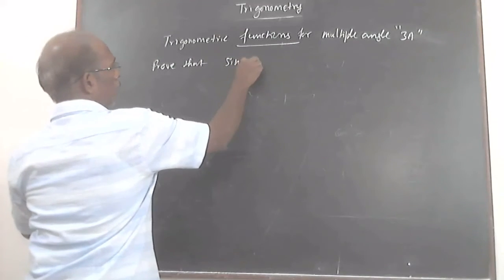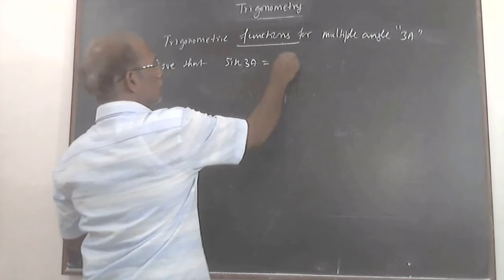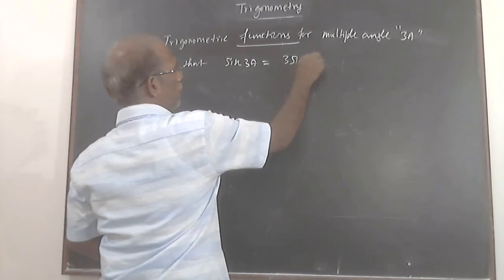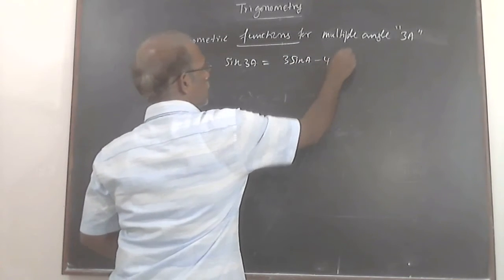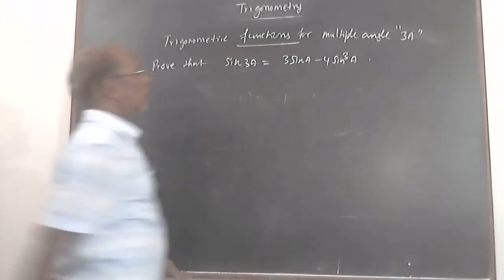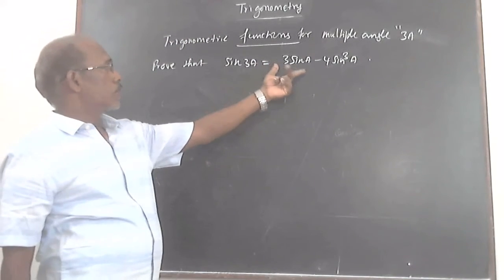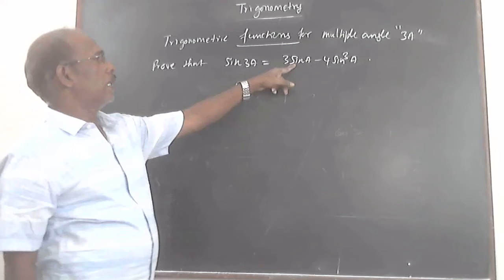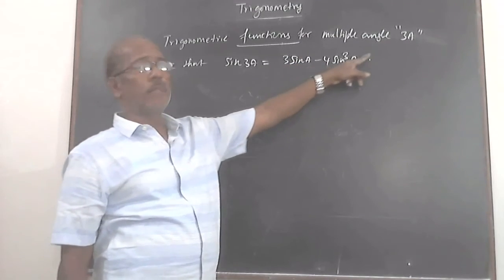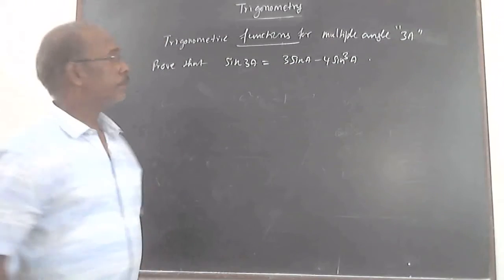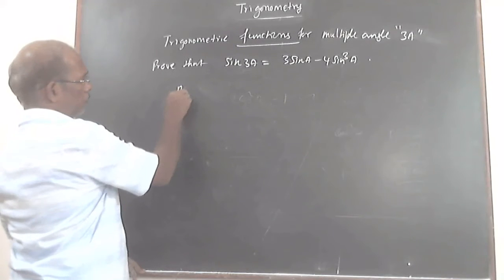sine 3A is 3 times sine A minus 4 times sine cube A. Another important conversion: sine 3A is 3 sine A minus 4 sine cube A. Okay, and the proof.